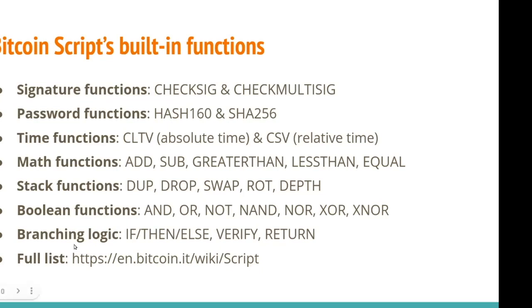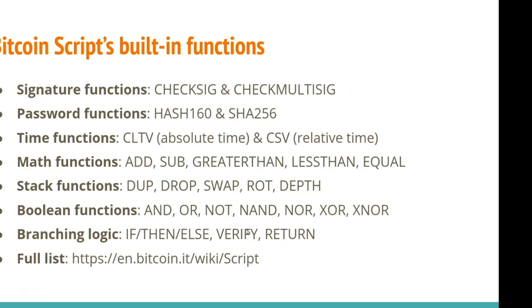And then we've got branching logic: if then else, verify, and return. Everyone should be familiar with if then else. That is known as AI these days. You just string together a bunch of if statements. I'm just kidding. That's not how they work. But yeah, if then else allows you to have branching logic, where you're like, if this condition is true, then run this set of the script, and if it's not, then run this other one.